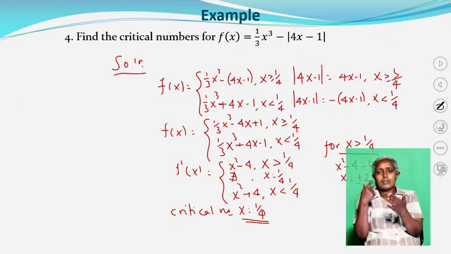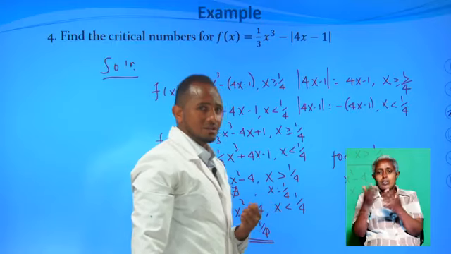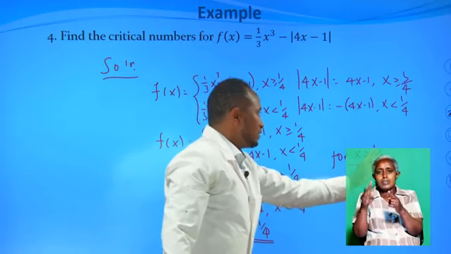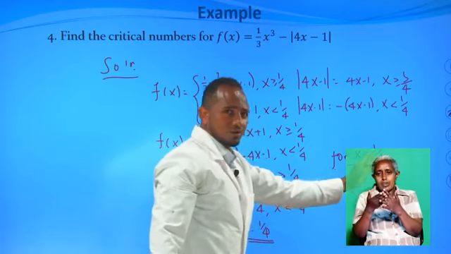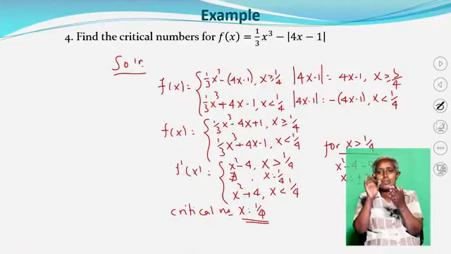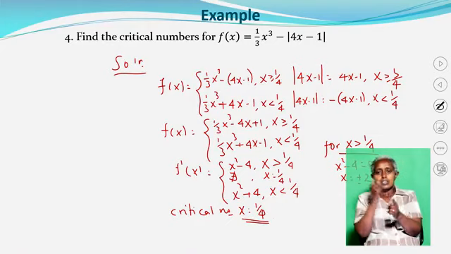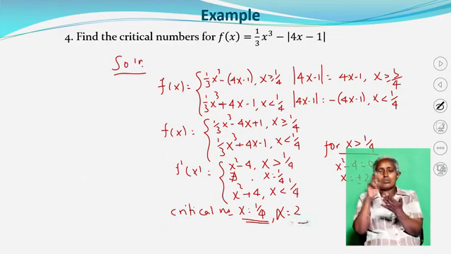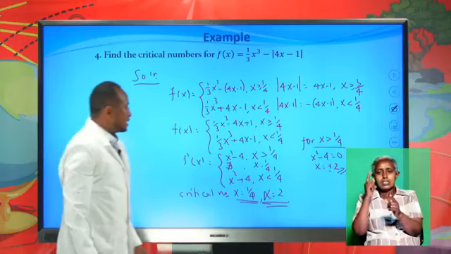But from this, negative 2 is not on this interval, so we cannot take this. But 2 is on this interval, so the critical number which is found on this interval is only positive 2. Therefore, another critical number for this function is x equal to 2. So these are the critical numbers.